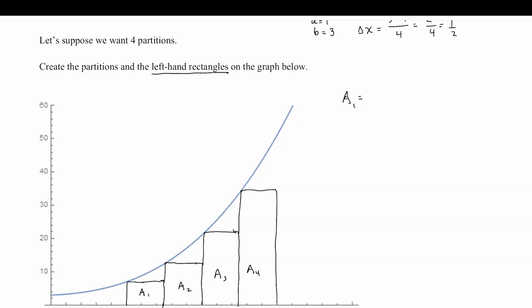Okay, so for now, for example, if I want area 1, this is a rectangle, and I know the area of a rectangle is length times width. In this case, it's going to be helpful to think of it as height times width. The height of the rectangle is the function f of x; the height of this rectangle is f of 1. And the width, as we already said, is a half. That's delta x.